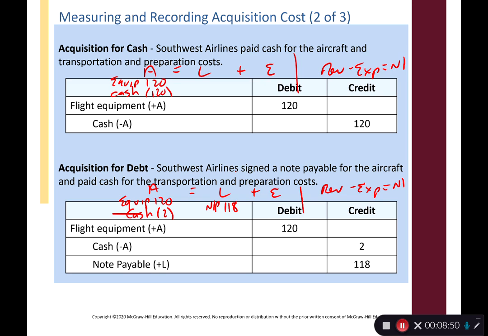So to make the equipment go up, we debit it. To make cash go down, you credit it. And to make a note payable liability go up, you credit it. Debits equal credits, and A equals L plus E. Frankly, this is stuff we could have done in Chapter 2 when we were learning about transactions that affect the balance sheet.